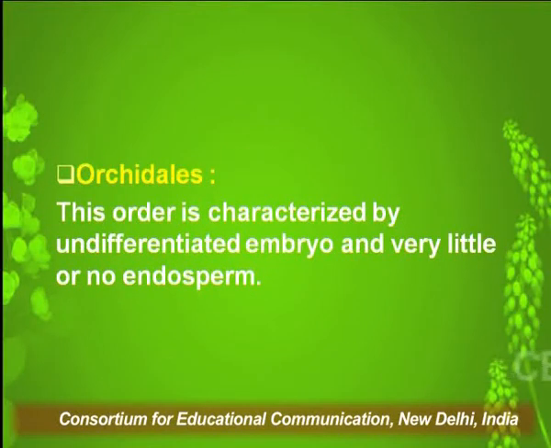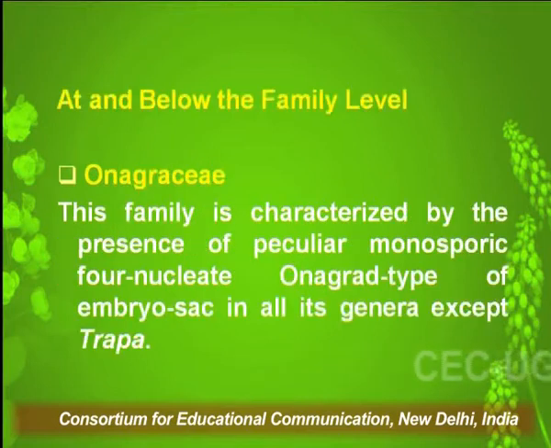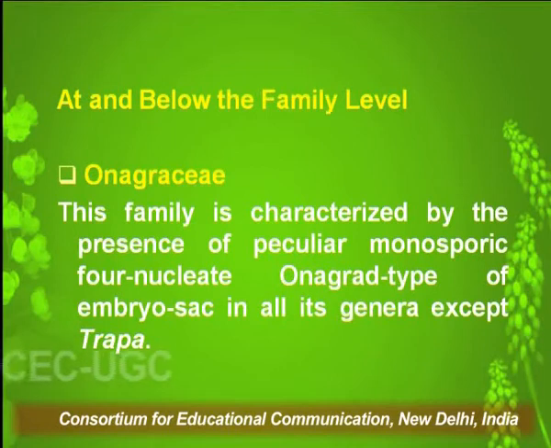Moving on to Orchidales, this order is characterized by undifferentiated embryo and very little or no endosperm. Now, we'll take up some examples at and below the family level.